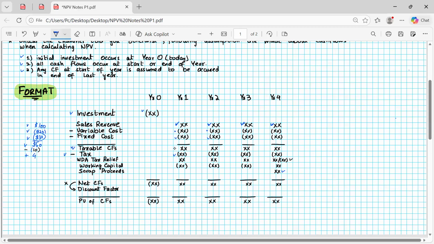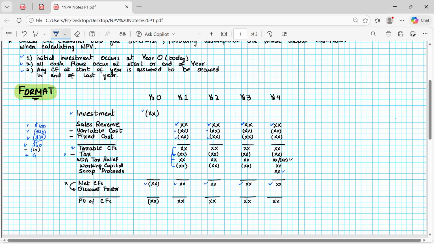Now, from taxable cash flows, when you deduct the tax, adjust the relief, and adjust the working capital, you will get the net cash flow for each year. For year zero, because only the investment is done, the net cash flow will be the same amount as the investment, because in year zero we only invest.